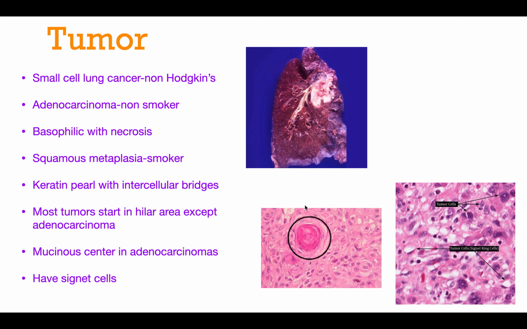Most of the tumors start in the hilar area, except for the adenocarcinomas. Those can just go anywhere. And in the adenocarcinomas, there's going to be a mucus or mucinous center, and they present as those signet rings. So it's like a ring with a little flat top.